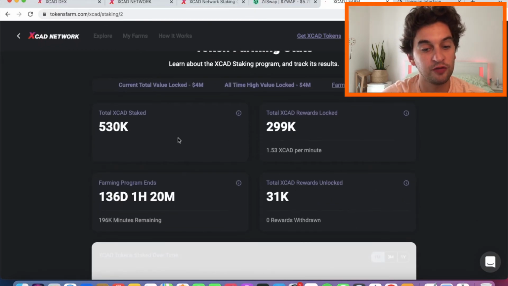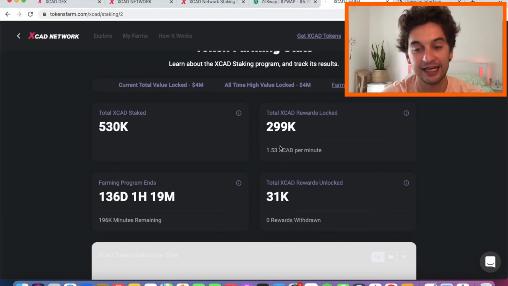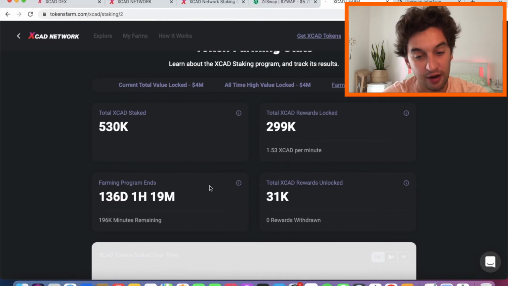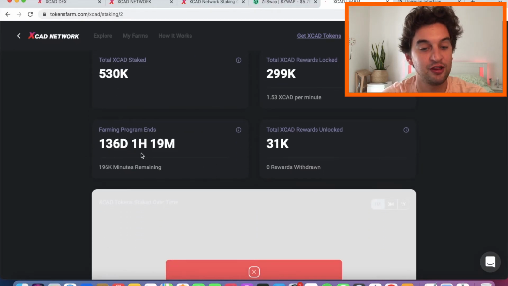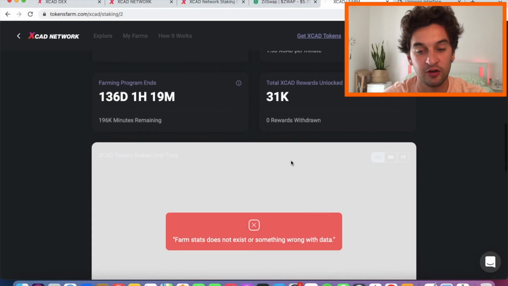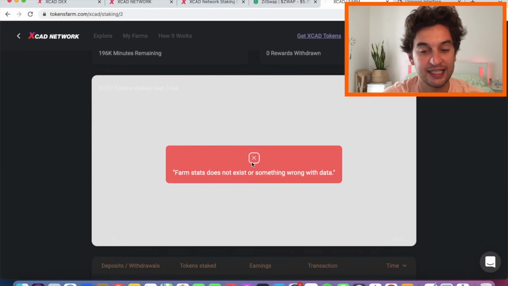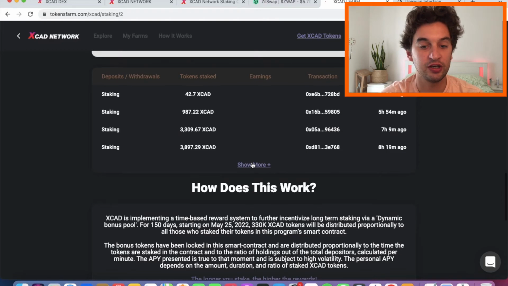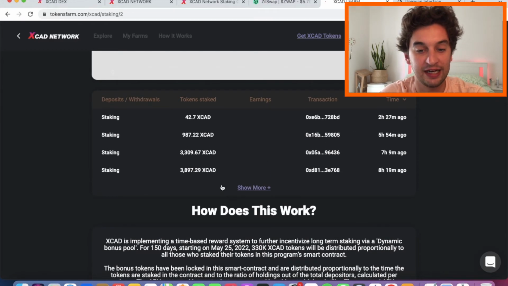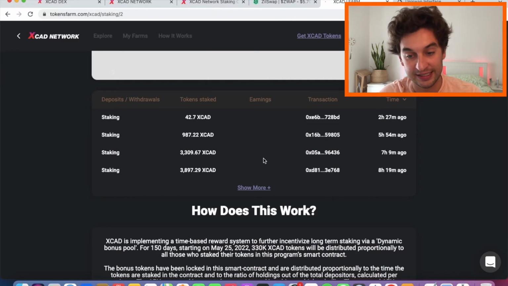There are a total of 530,000 XCAD staked. Total XCAD rewards locked: there's 1.53 XCAD per minute being given out for a total of 300,000. The farming program ends in 136 days, and the total XCAD rewards unlocked is 31k. Then we got the staking, the tokens staked, and so on, and when it happened. So if you have tokens, you can go and stake them over here.